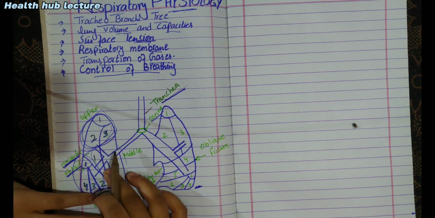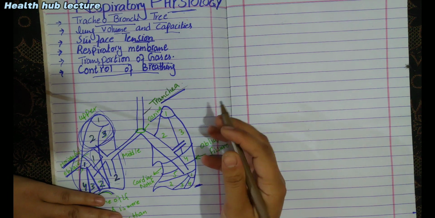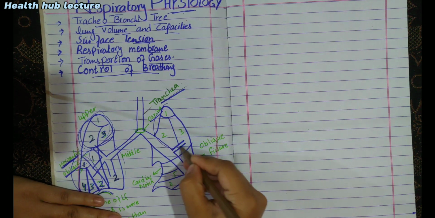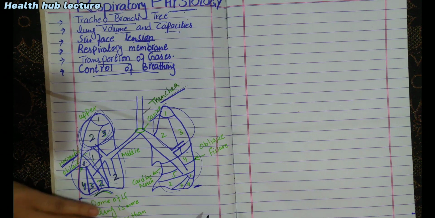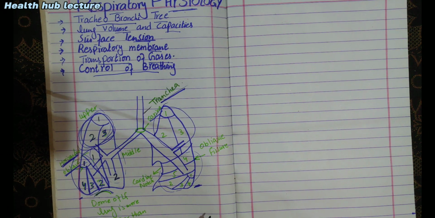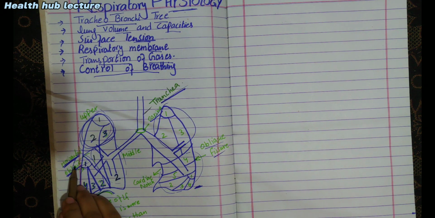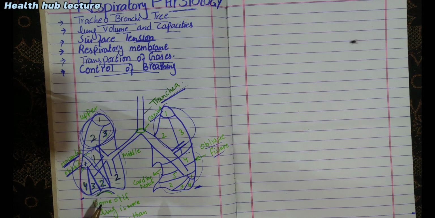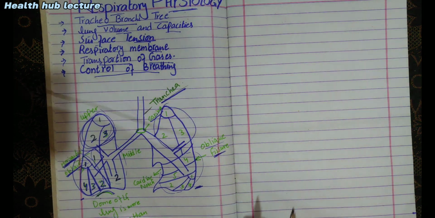Okay, and now we discuss the left lung. The left lung has two lobes: one upper lobe and one lower lobe. These two lobes are separated by only the oblique fissure. The right lung is separated by the horizontal and the oblique fissures, two fissures, and this one is separated by only one fissure.